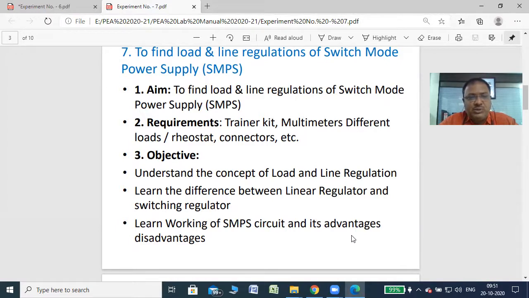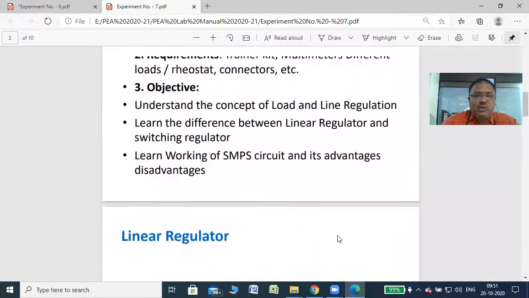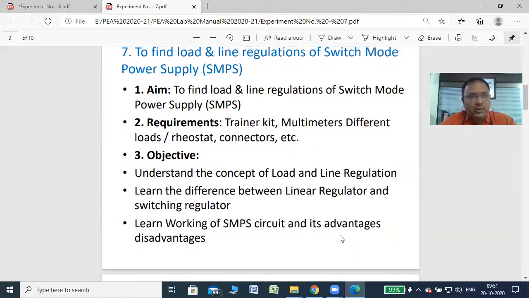The objectives are to understand the concept of load and line regulation, learn the difference between linear regulator and switching regulator, and understand the working of the SMPS circuit with its advantages and disadvantages. Before we start, we will see what load and line regulation are.